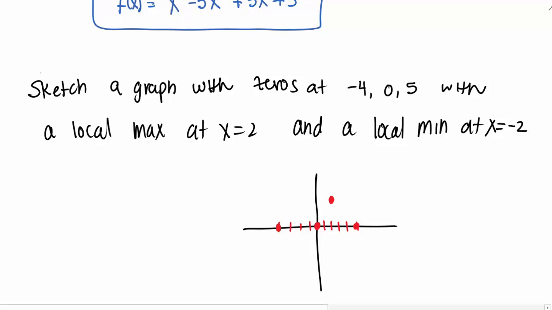And then there's a local minimum at -2. So I'm going to go down here. But again, it doesn't really matter. So my graph has to go through all of these. So it needs to go through here, down, up through 0, through the max, and down through the 0 at 5. So it just has to fit all the pieces given, and you're good to go.